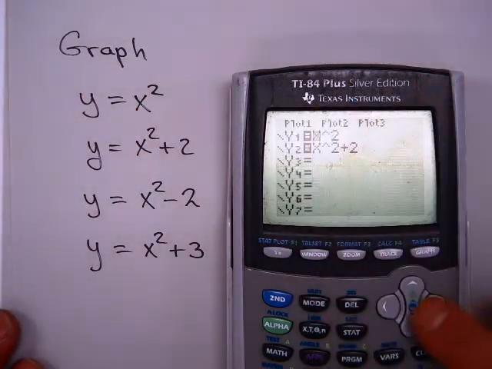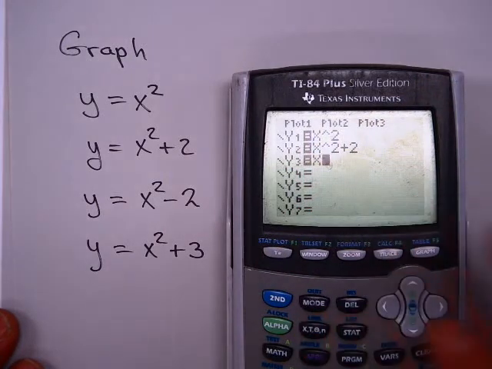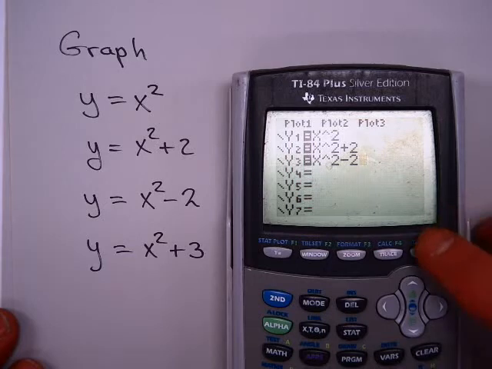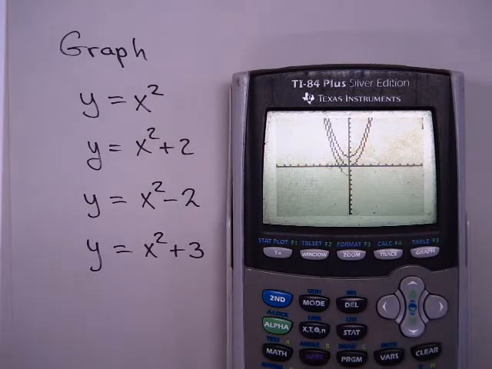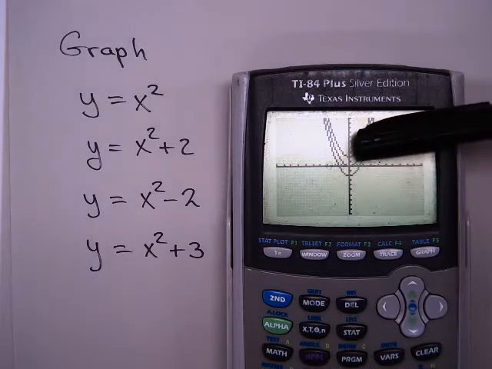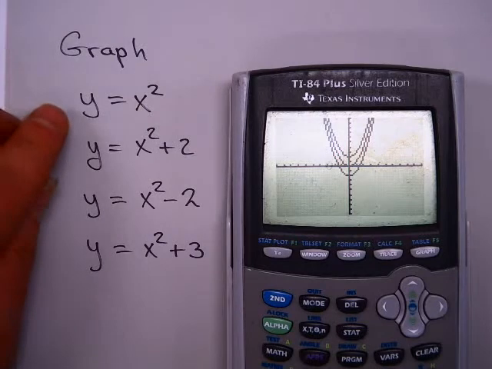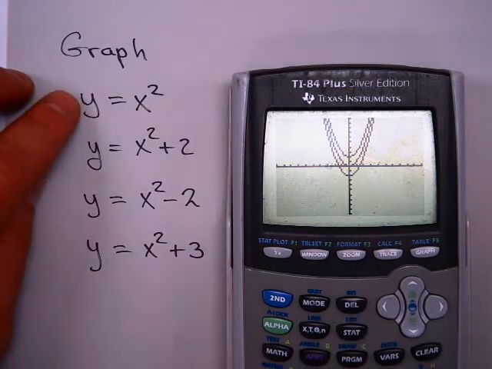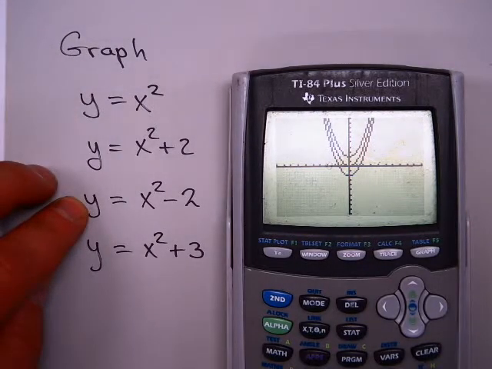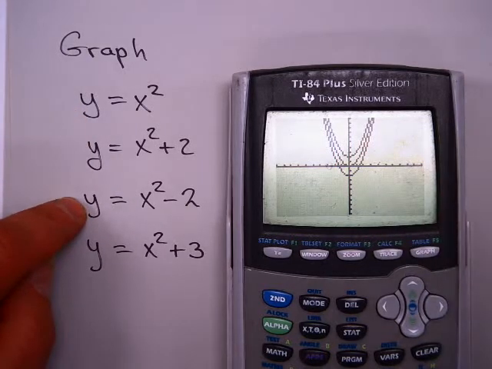Now I'm going to add one more graph to that. I'm going to add the third one, which is x squared minus 2. And we'll graph that now. There's the first two, and there's the third one. So this was x squared plus 2, x squared minus 2. The difference you can see from x squared to x squared minus 2 is nothing more than a shift downward of 2 units.